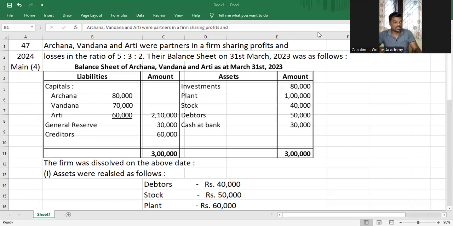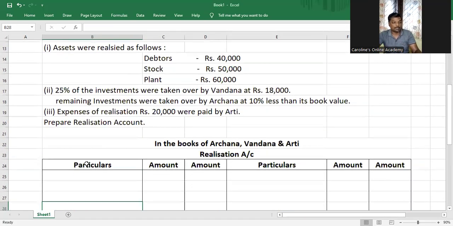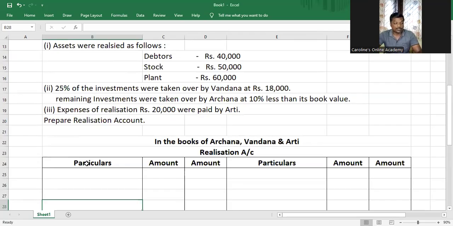The firm was dissolved on the above date. Assets realized as follows: debtors 40,000, stock 50,000, and plant 60,000. 25% of the investment was taken over by Vandana at rupees 18,000. The remaining investments were taken over by Archana at 10% less than its book value. Expenses of realization were paid by Aarti.